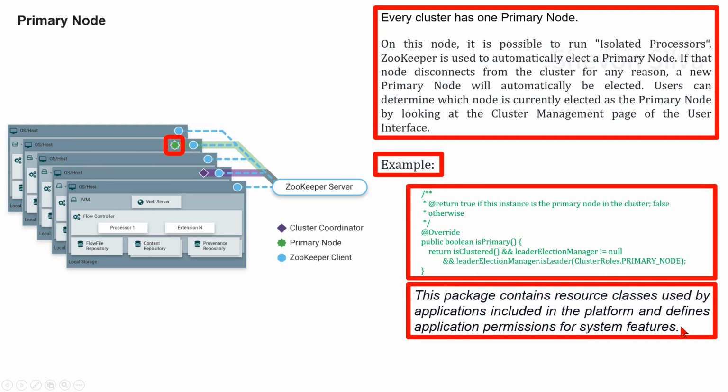Here, as an example, we can consider a code segment from a package that contains resource classes used by applications included in the platform and defines the application permissions for the system. Here you can see the method which returns true if this instance is the primary node in the cluster, false otherwise. And here you can see leaderElectionManager.isLeader is ClusterRoles.PRIMARY_NODE.